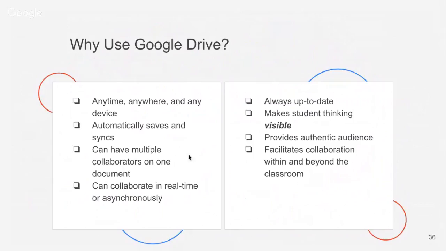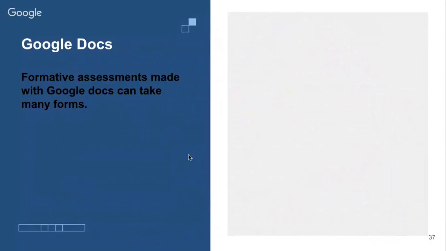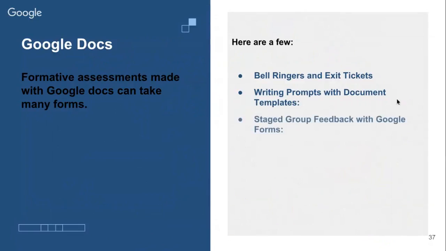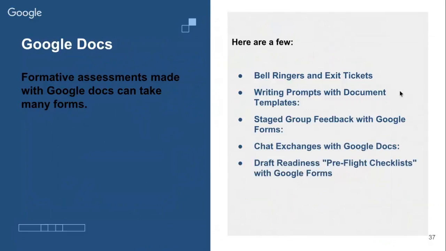So you can communicate either real time or asynchronously. I don't think blended learning would be possible without this. So formative assessments can take all kinds of forms when it comes to Google Docs. And here's just a few. Bell ringers, exit tickets, writing prompts with documents and templates you can share, stage group feedback with Google Forms, chat exchanges with Google Docs and Google Hangouts, draft readiness, pre-flight checklists, which was a new idea for me. Do they have everything they need to learn first? Peer editing.